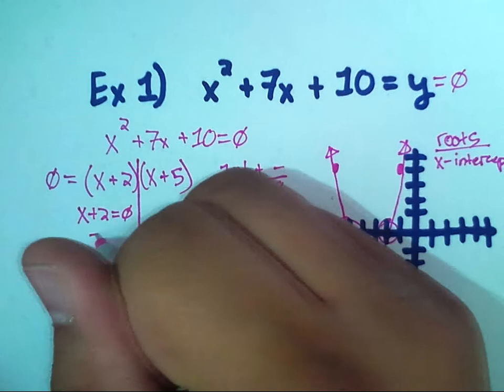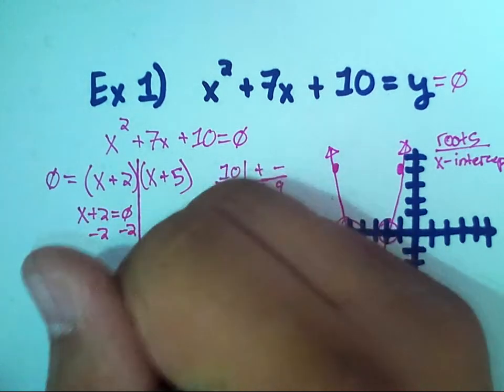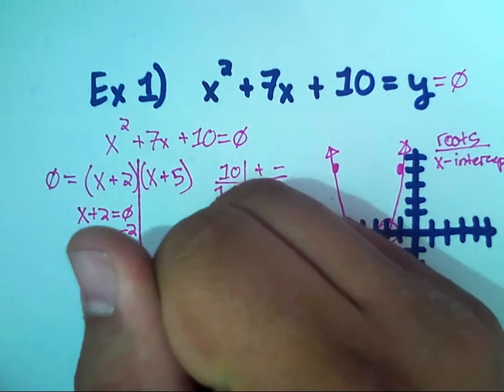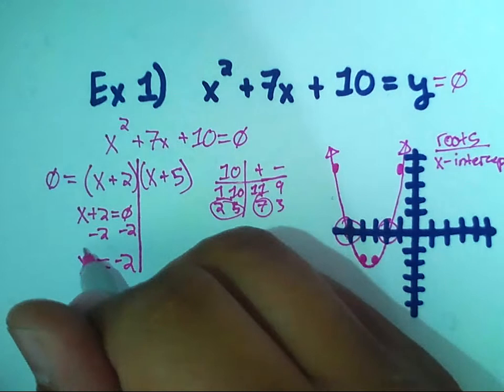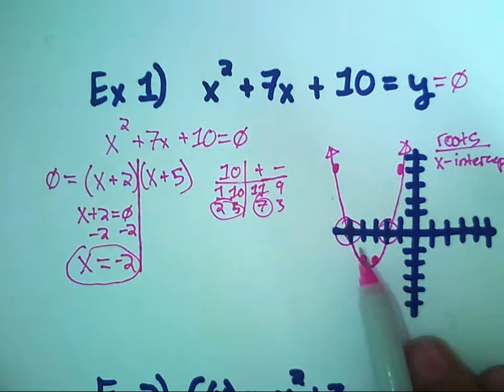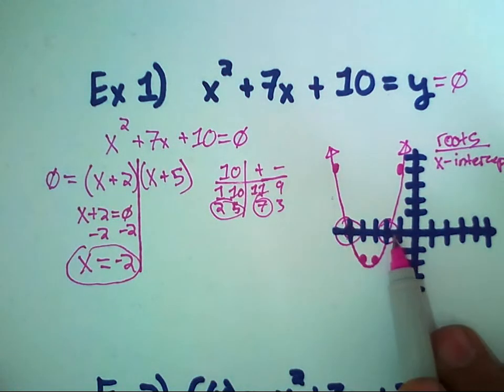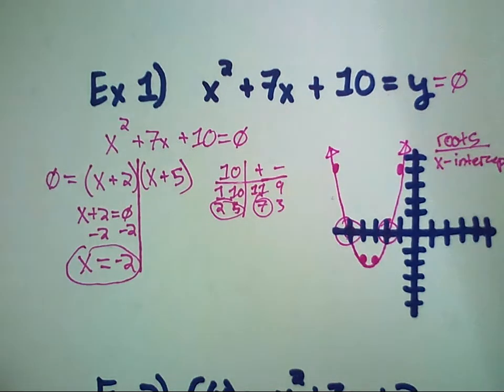So I'm going to subtract 2 from both sides. Those cancel out, and I find that x equals negative 2, which is one of our roots. If I go back to the graph and look, I can actually see negative 2 right there is the x-intercept. Well, let's go ahead and do it for the other side.